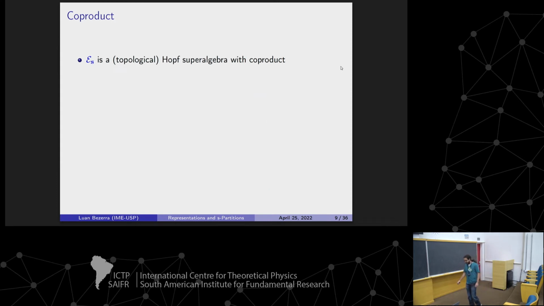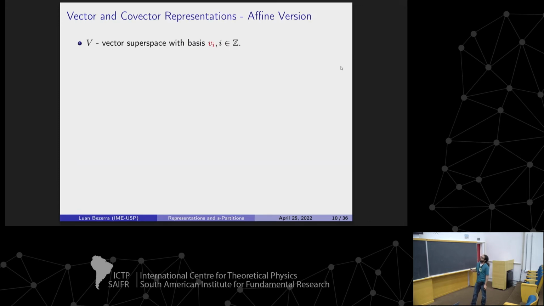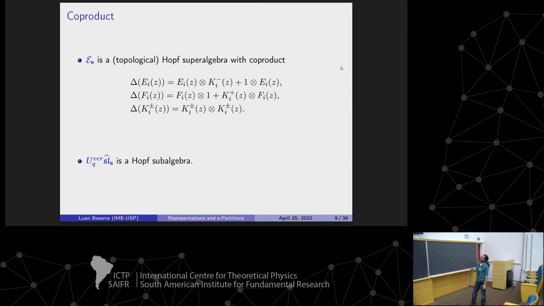Now, the quantum toroidal superalgebra is a topological Hopf superalgebra with this coproduct. I don't need the other structures, just the coproduct. If you consider just the vertical subalgebra, it's still a Hopf subalgebra. The horizontal has some issues, but the vertical is a Hopf subalgebra. And then, since I have the coproduct, I can try to do tensor products of modules and see what happens. The issue is that I have products of functions in series, and so I have this delta function giving me some poles. This is what gives the trick to make the description that wasn't working in the affine case.